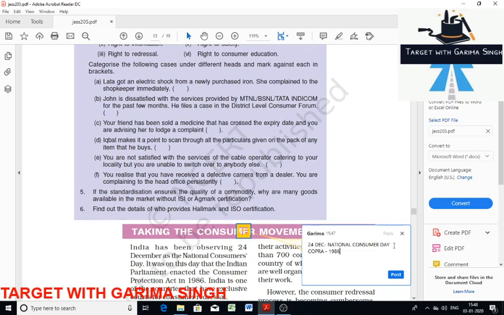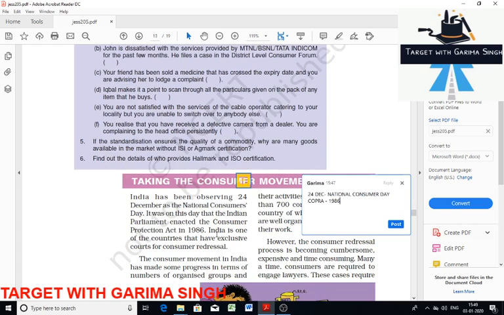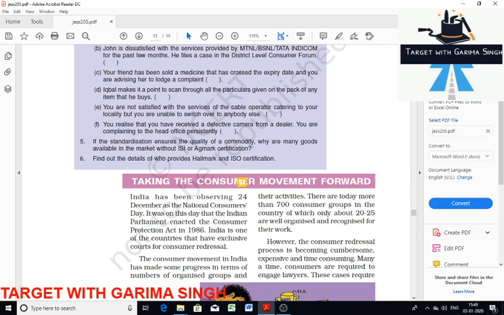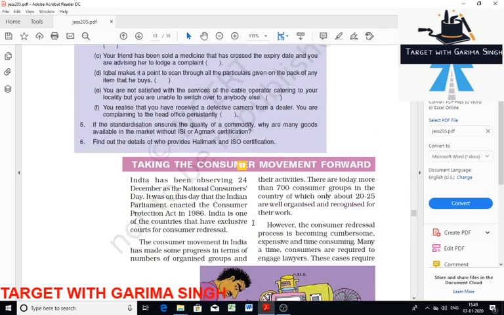Then we did duties of consumers, that is to buy only certified mark products. Then demerits of consumer redressal. Then we read about COPRA, that is the Consumer Protection Act 1986. So I'm done with this chapter crux.